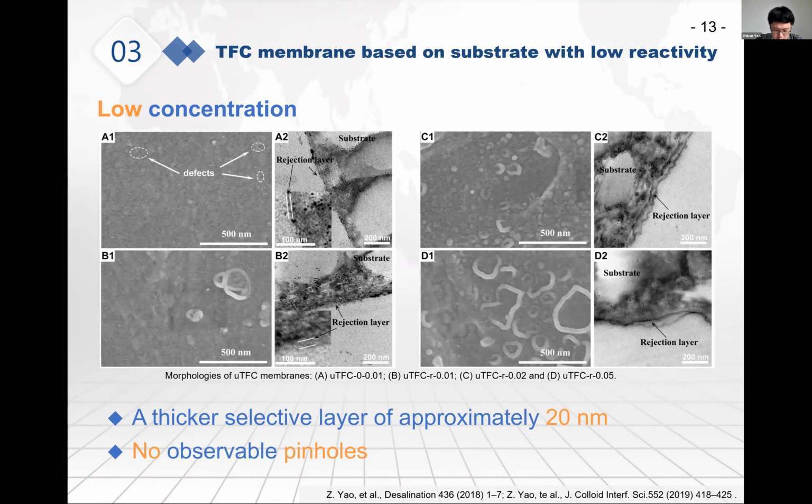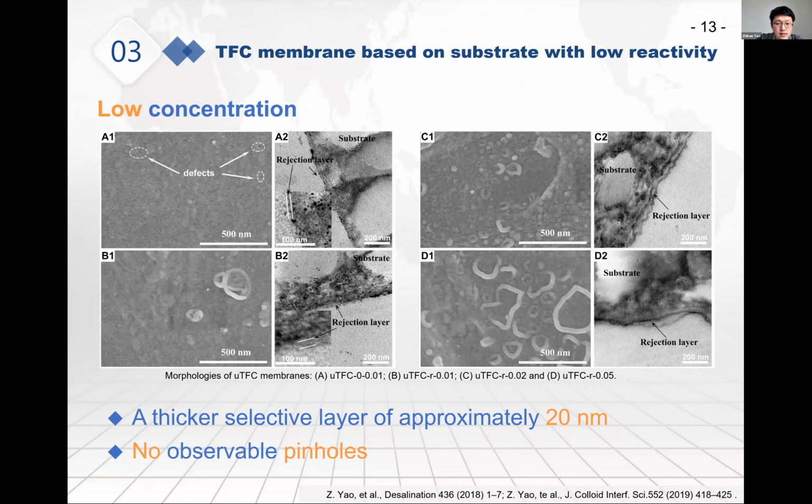Then in the low concentration condition, for the selective layer on the inert substrate, we can find many defects on the membrane surface, while a thicker selective layer of approximately 20 nanometers was formed on the reactable substrate, and no defects and no pinholes could be observed.